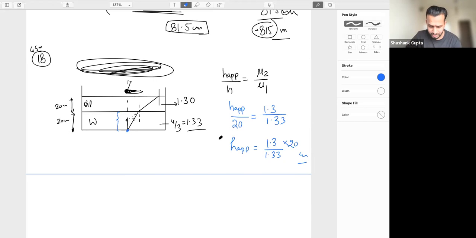Refractive index of oil is greater. What is given? Water is given as 1.33, so this is rarer, no? Refractive index of oil is given as 1.3 and water is given as 1.33. So this is denser, oil is rarer.